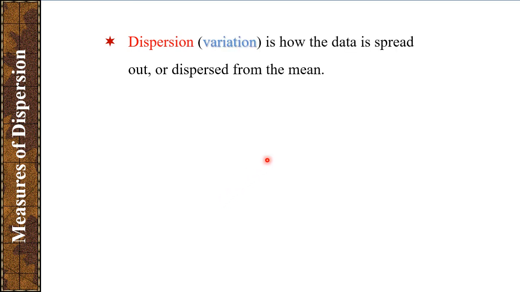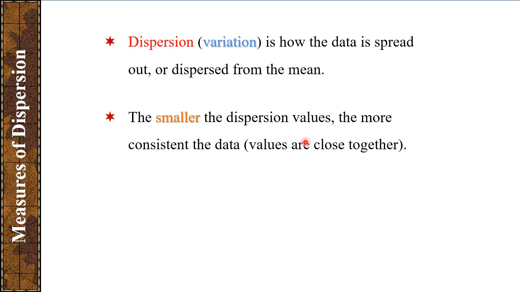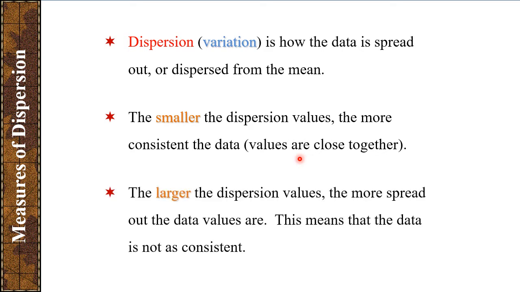Right. So what is dispersion? Dispersion, in other words, refers to variation. It is about how the data is spread out or dispersed from the mean. The smaller the dispersion values, the more consistent the data, or in other words, the values are close together. However, when the dispersion values are larger, the data are more spread out. So this means that the data is less consistent.